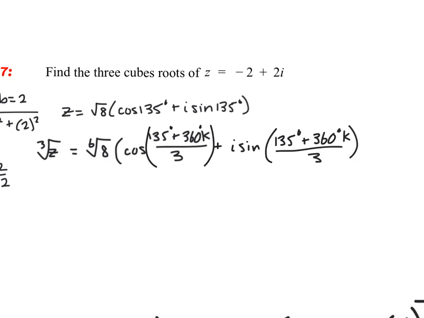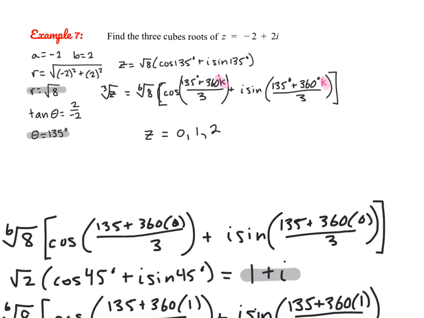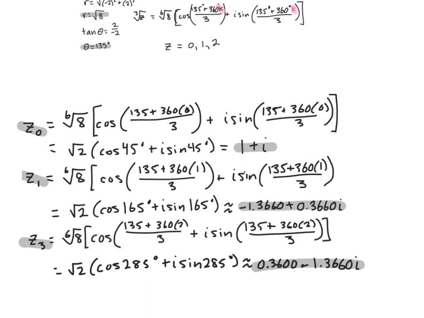Just remember, our formula that we talked about earlier was in radians, so it said 2 pi k, so I just used 360k. Now, since we're finding the cube root, we're going to plug in the values 0, 1, and 2. Remember, we always stop 1 before our n value. Once again, we're just going to substitute our k values here to get 3 distinct answers. And you should get something that looks like this.